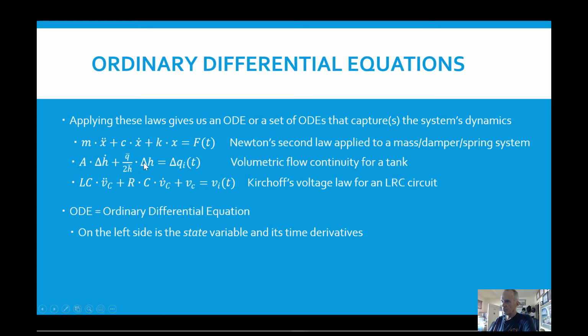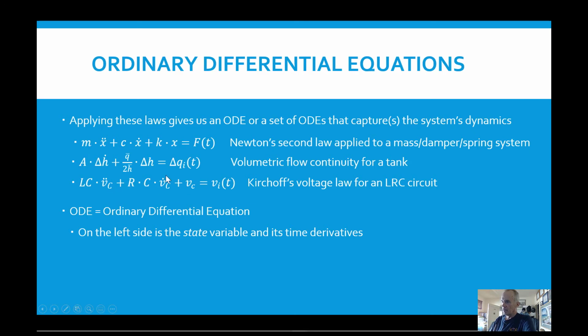Here the state variable is delta A, which is the change in height of the tank. And this is the rate of change in height of the tank. That's the velocity of the tank level as it goes up or down. Here on the bottom, we have the velocity across the capacitor, the rate of change of velocity across the capacitor, and then the rate of change of the rate of change of the velocity across the capacitor.